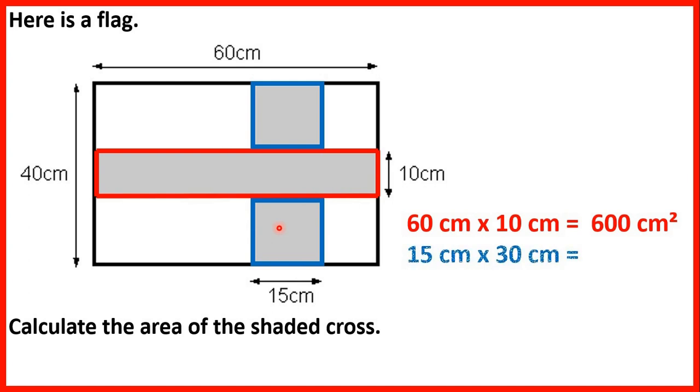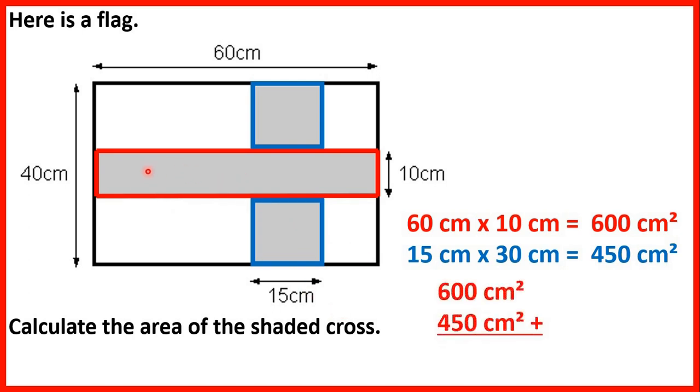But that doesn't matter, because if we know that the total length is 30, we can multiply 15 by 30, and that will give us 450 centimetres squared as the total of these 2 blue squares. So we want the total area, so we can add the area of the red rectangle to the area of the 2 blue squares, and that gives us 1050 centimetres squared.